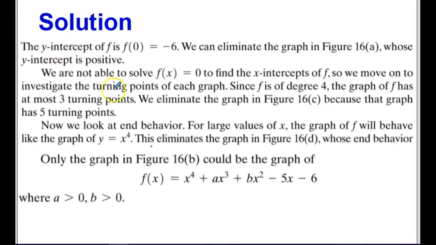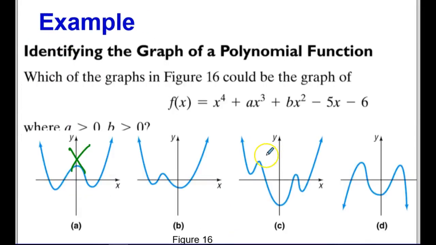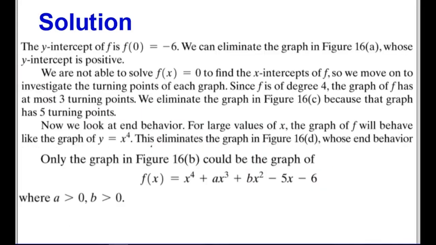Okay, so I'm not really able to solve this one because I don't have numbers, right? So I move on to figure out the turning points. Since f is of degree 4, my graph has at most 3 turning points. So I can also get rid of this graph, because here I have 5 turning points: 1, 2, 3, 4, 5. So that one's not going to work.